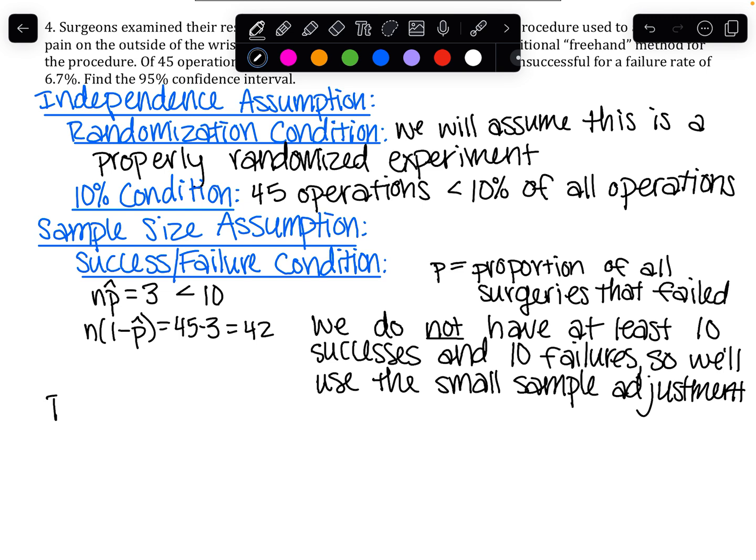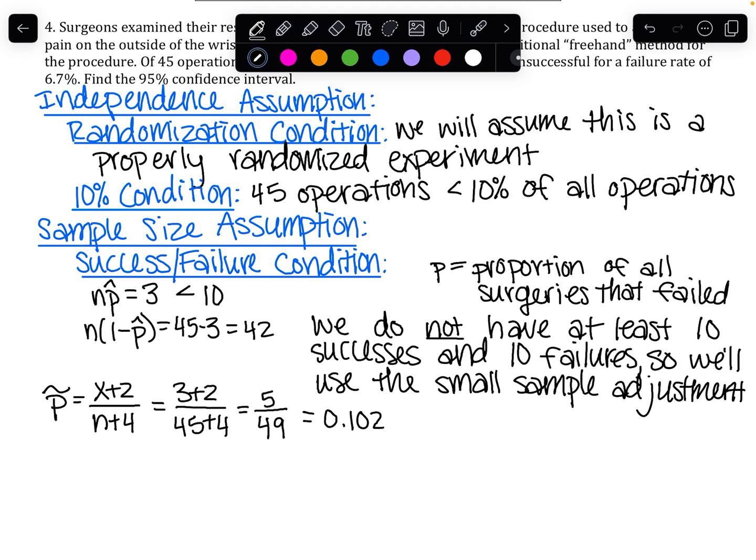Okay. So we're finding the adjusted proportion, which is x plus 2 over n plus 4. We said we have 3 successes, so 3 plus 2. Sample size was 45. Add 4. So that's 5 out of 49. And I know you're saying, but that's not 5 successes. I mean, that's not at least 10 successes. That's okay. This is what we're doing.